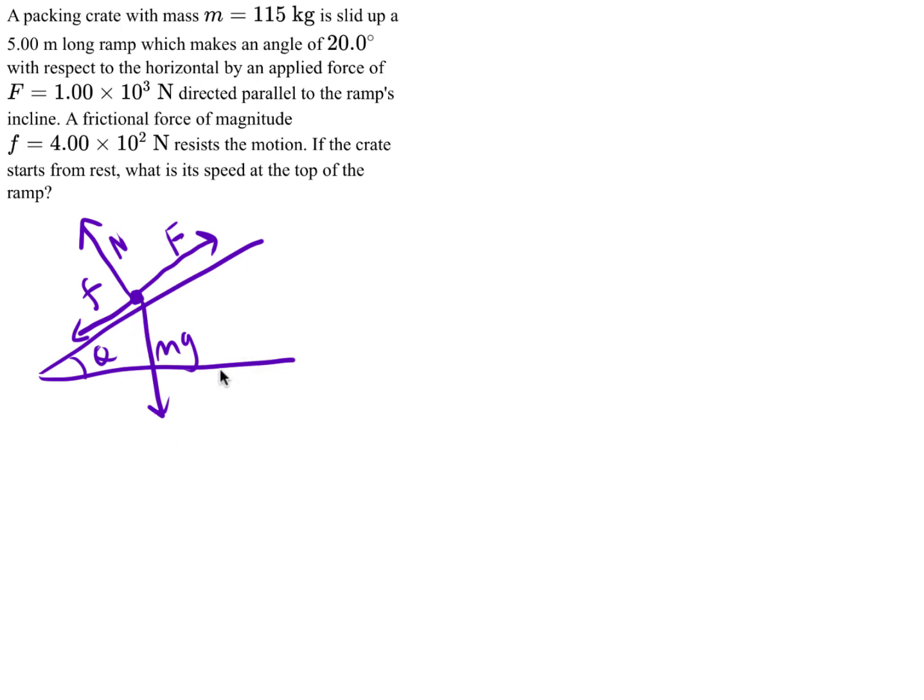Might be better if I draw it the other way instead. Something like this. That probably looks a little better. So this is mg, this is mg sine theta, and this is mg cosine theta. The cosine part of theta, this angle here, is the part that is perpendicular to the inclined surface. So we need to look at the sine part, because it's acting in the same direction as the force of friction and is parallel to the surface of the ramp.